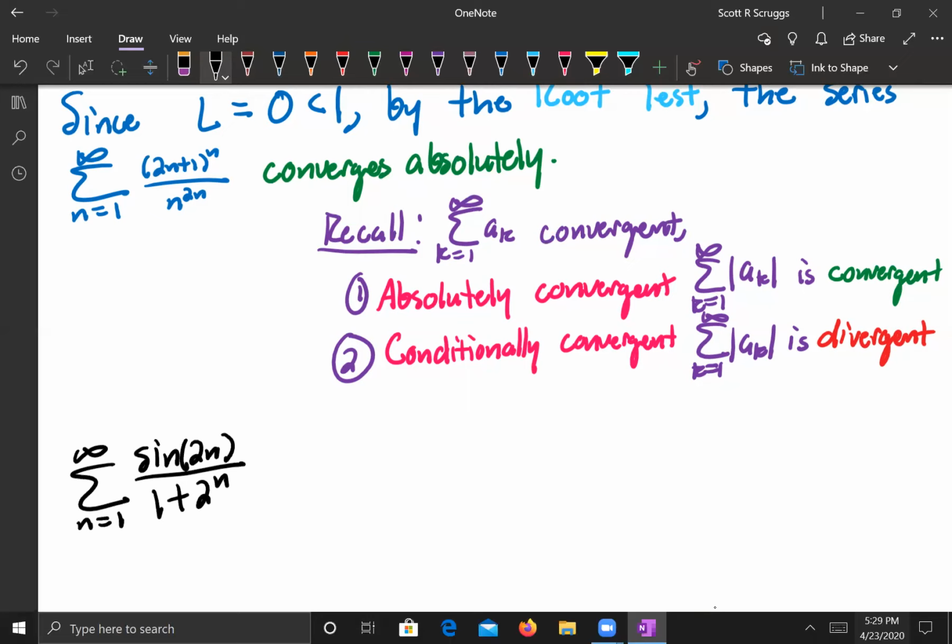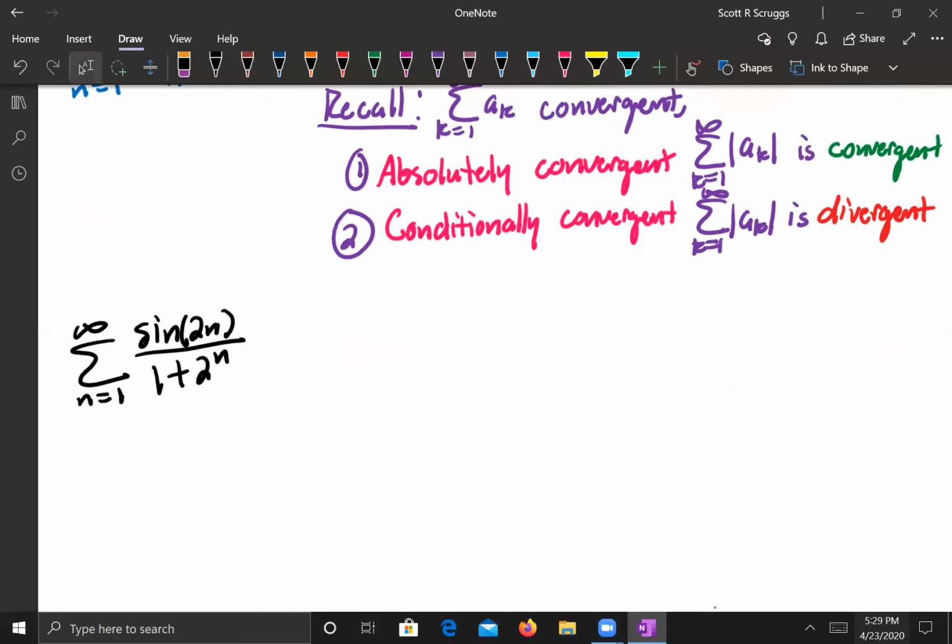So sadly, it's going to be difficult for me to use any of the tests that I know right now. Limit comparison, it's going to be hard to find a function to compare it with that I know converges or diverges. Alternating series, it's not quite an alternating series because for sine of 2n, it could be that.